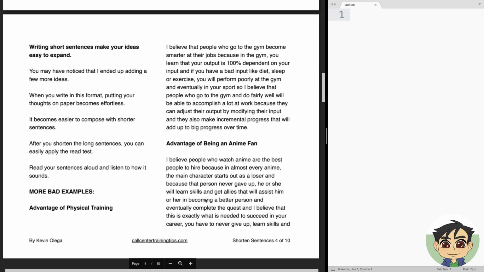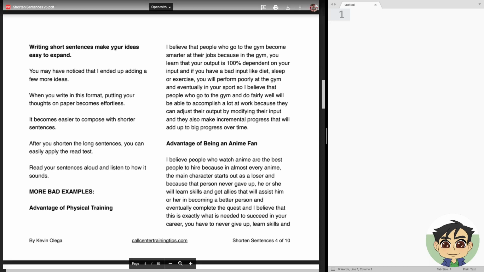So, here are some more thoughts. Writing short sentences make your ideas easy to expand. So, if you don't have the words, if you're having trouble composing a sentence, make it a conscious effort that you're just going to compose a short sentence, and then you can just add more sentences. You may have noticed that I ended up adding a few more ideas. When you write in this short sentence format, putting your thoughts on paper becomes effortless. It's easier to compose with shorter sentences.